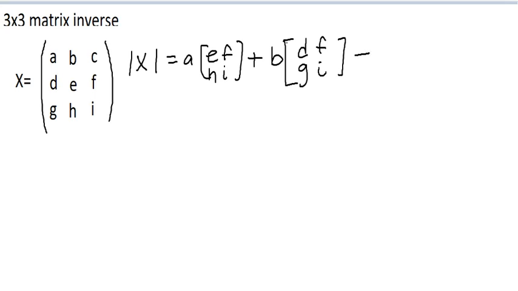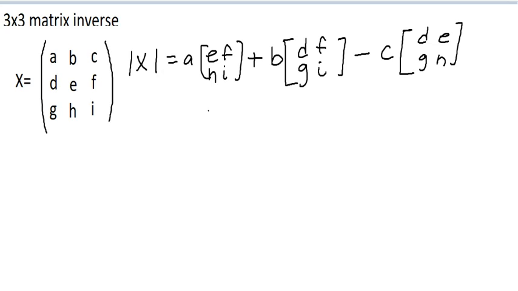Okay, it's alternating. This is how it always goes, it's alternating. And the same way, let's cross out the row and the column which C is in, and what we are left with is D, E, G, and H.